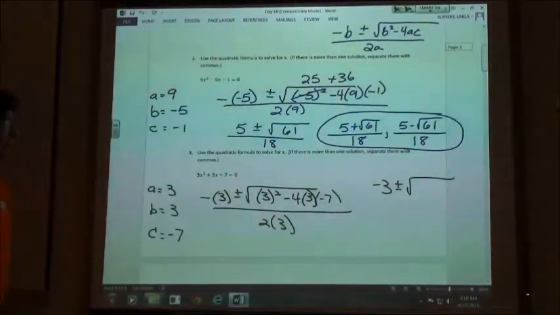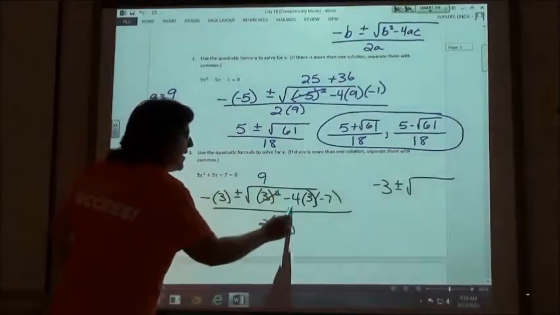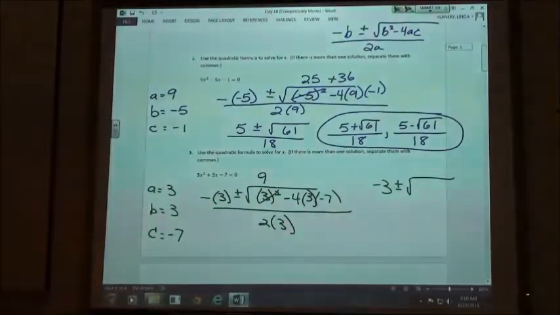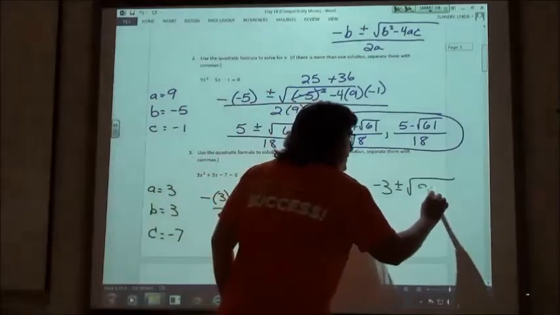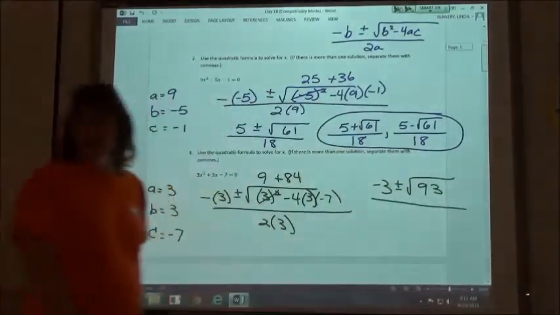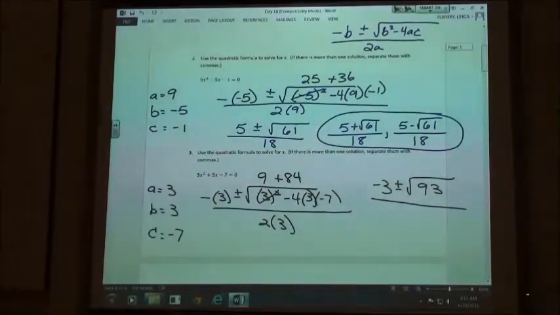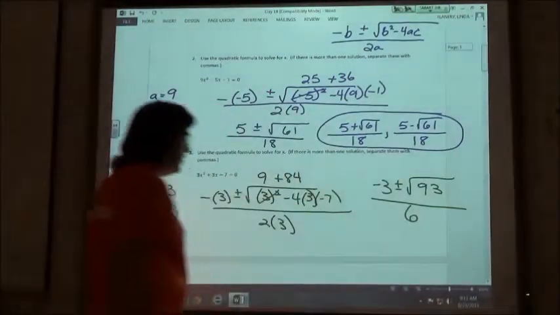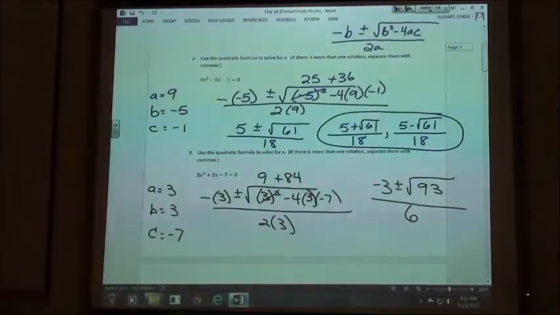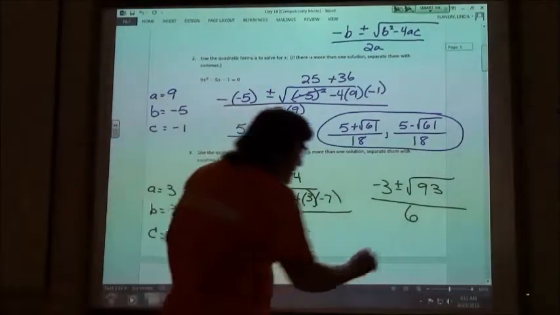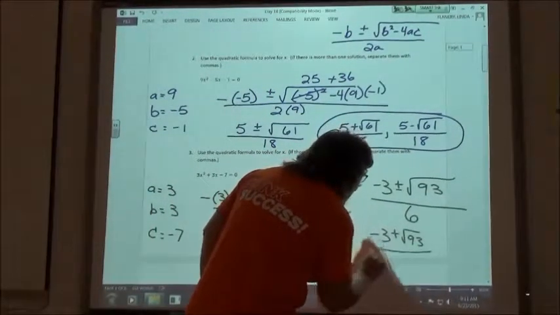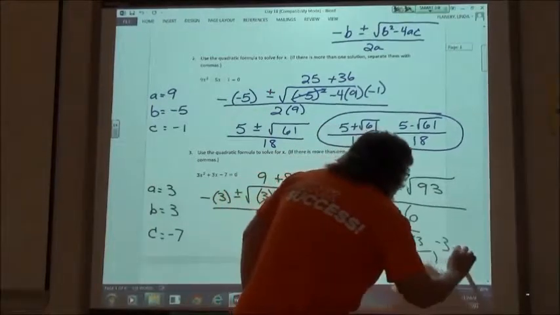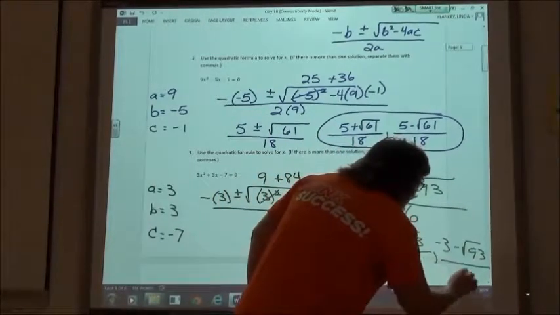3 squared would be 9. Negative 4 times 3 times negative 7 is 84, positive 84. 9 plus 84 then would be 93 over, or 2 times 3, which is 6. And again, I don't think I can simplify the square root of 93. So we would have negative 3 plus the square root of 93 all over 6, and negative 3 minus the square root of 93 all over 6.